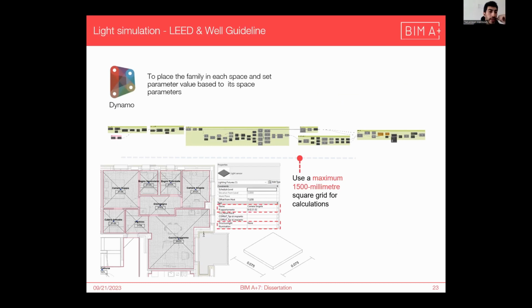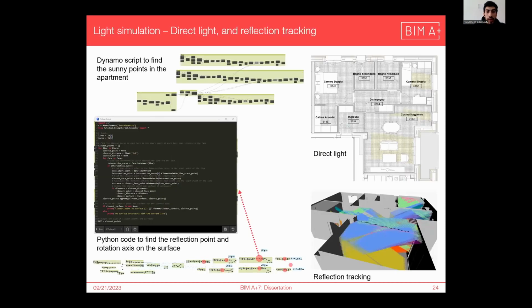Here we can see the family placed in each space, and the Dynamo script and the sensor parameter. Here we begin to present the result of the calculation, where the output model represents the sunlight reflected within the indoor environment, and the 2D plot presents the sunny points. So we can improve the design by adding reflective surfaces to increase the lux in the areas that need more illumination.